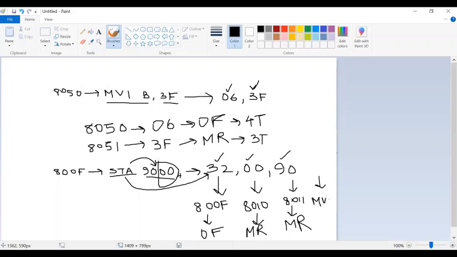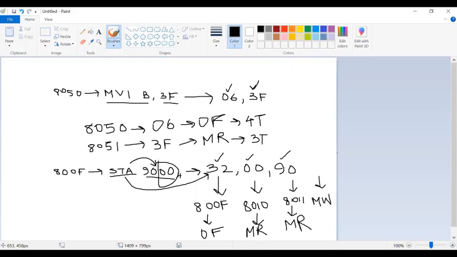Memory write machine cycle. So how many machine cycles are required for STA? You need 4 machine cycles. First one is opcode fetch, second is memory read, third one is again memory read, and the last one is memory write. Why is it called memory write? Because from the accumulator the result will be stored into this memory location.